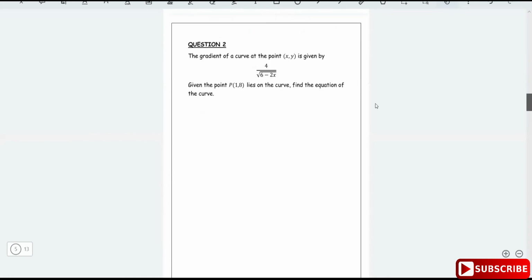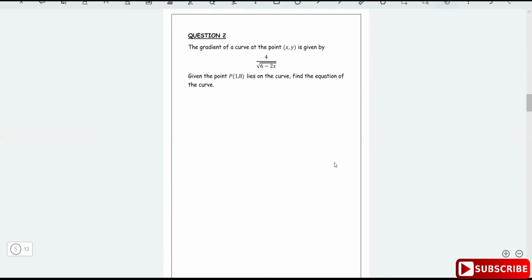Now these are typical questions that you'll get on an exam. It says the gradient of a curve at a point x, y is given by this. And given that P is (1, 8) on the curve, find the equation of the curve. If this is what they give you, then what they're giving you is dy by dx. They're telling you that dy by dx is 4 over the square root of 6 minus 2x.